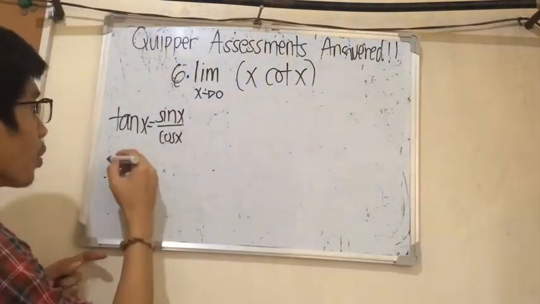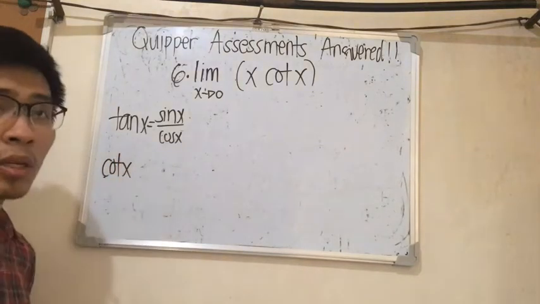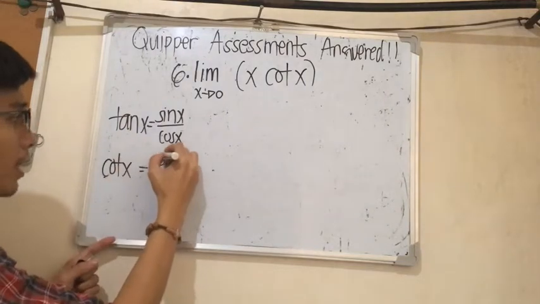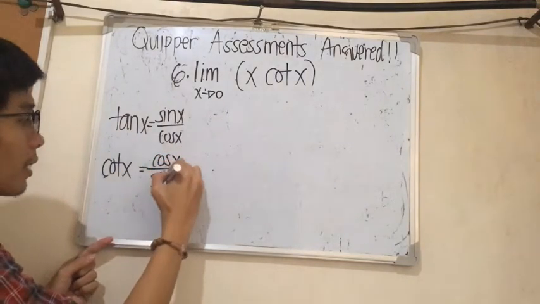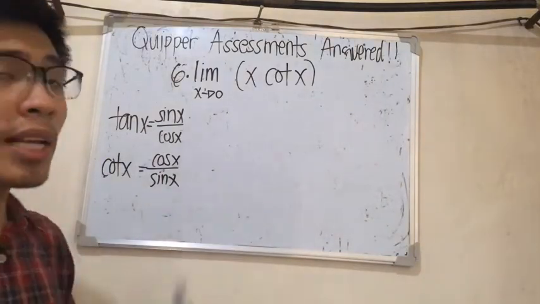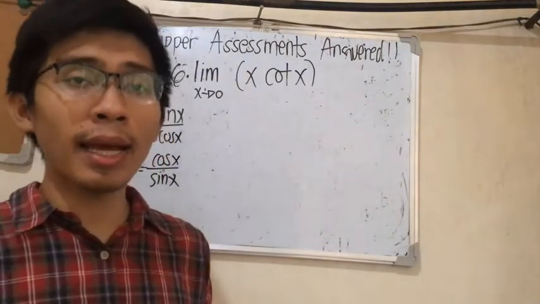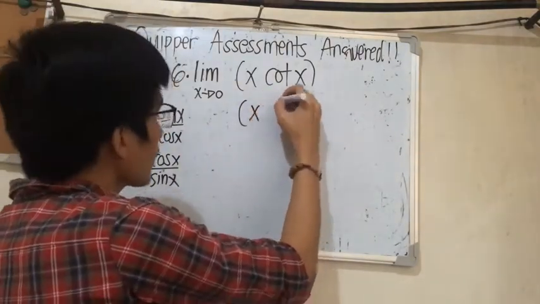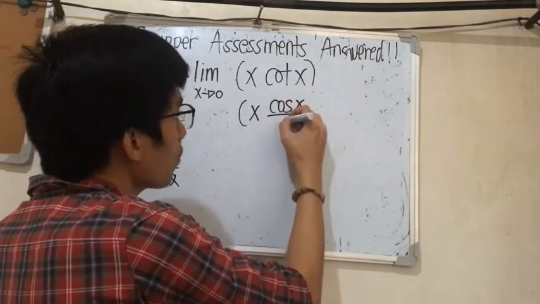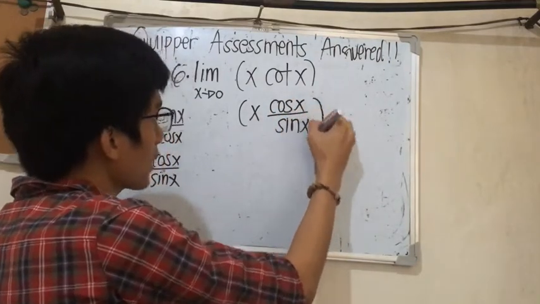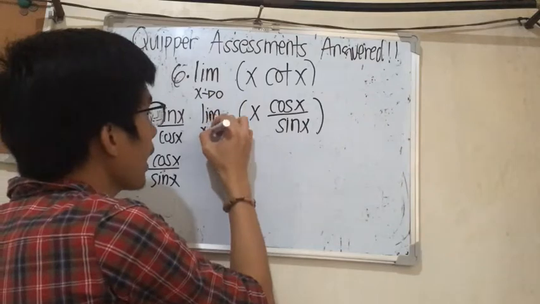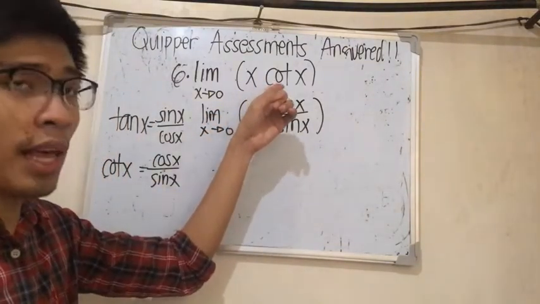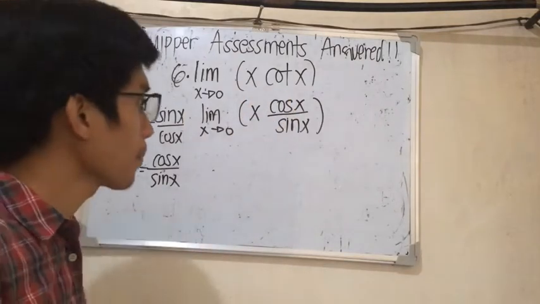In short, to find cotangent x in terms of sine and cosine, we have to get the inverse of the value of tangent, and that is cosine x over sine x. So cotangent x is equivalent to cosine x over sine x. Meaning it will become x cosine x over sine x, the limit as x approaches 0. We simply substitute the equivalent, cosine x over sine x.